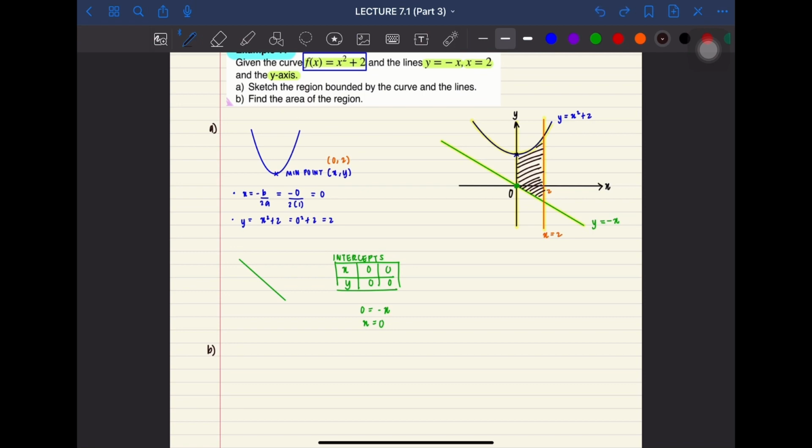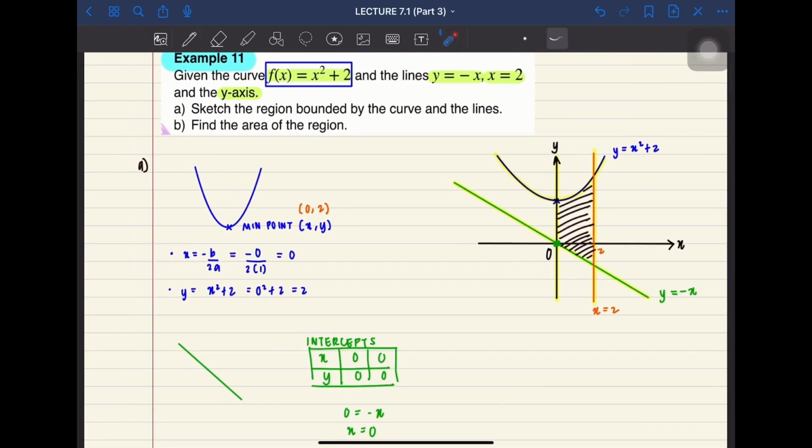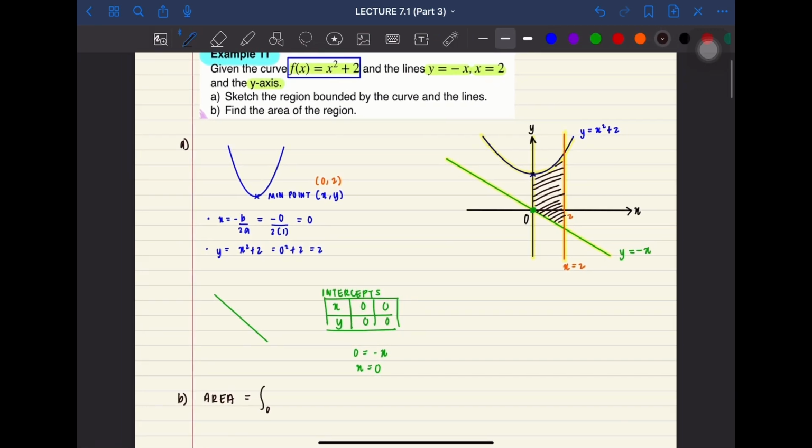Okay, so part B, dia suruh find the area. So we have to formula kan. Formula kita sama ada atas tolak bawah atau kanan tolak kiri. Okay, so macam mana nak tahu, tengok dia punya limit. Dari mana sampai mana, yang mana yang lagi senang ataupun yang lagi obvious. So actually, dari 0 sampai 2 kawasan yang kita nak. Okay, 0 sampai 2.